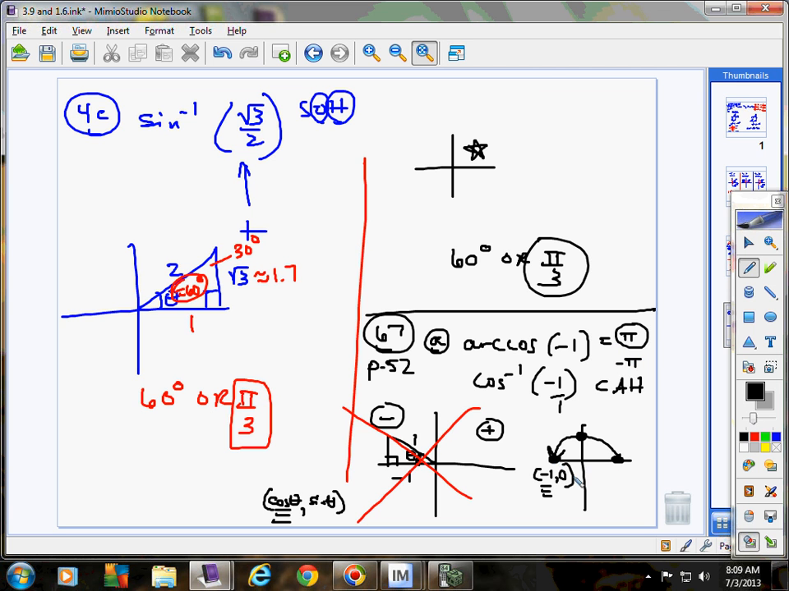Stop in the same place, but I can't use negative pi because I just went through the quadrants I wasn't supposed to go through. So negative pi is not correct. Anybody have a question about those two? 4C or 67? It's kind of coming back to you a little bit from pre-cal, trig, 113.